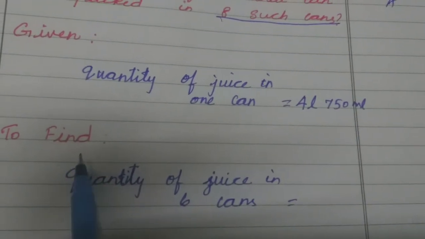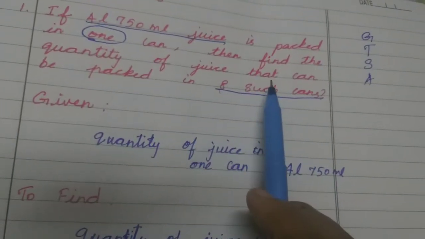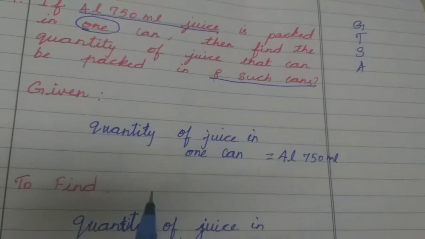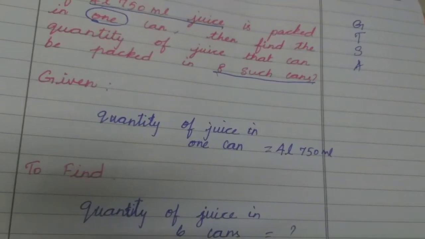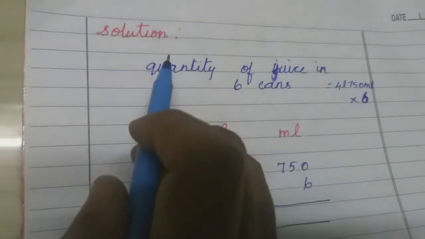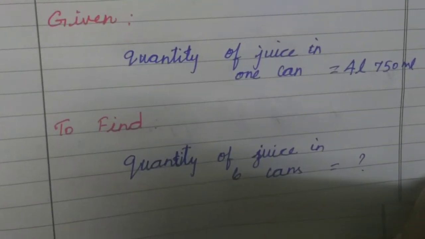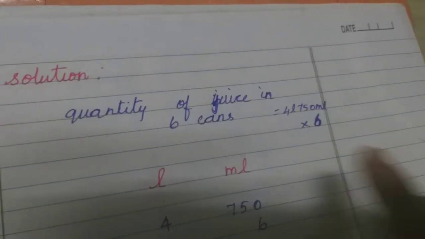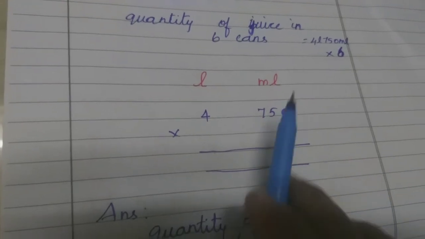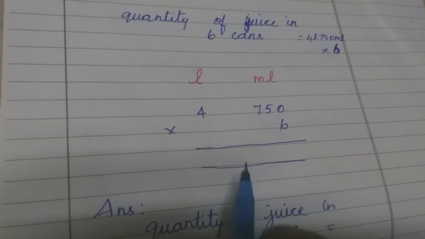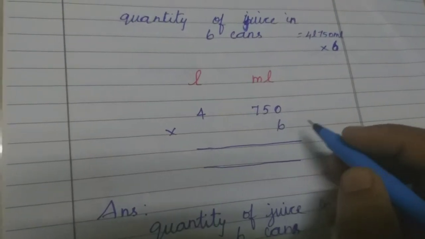And the next heading, to find. In that to find, you should write what is asked in the question. So quantity of juice in 6 cans, isn't it? This is question mark. And the next heading, solution. In the solution part also, what you wrote in the to find part, the same statement, quantity of juice in 6 cans. And here only you should do multiply, do the sum, and find out the answer. And here you should draw the line also.